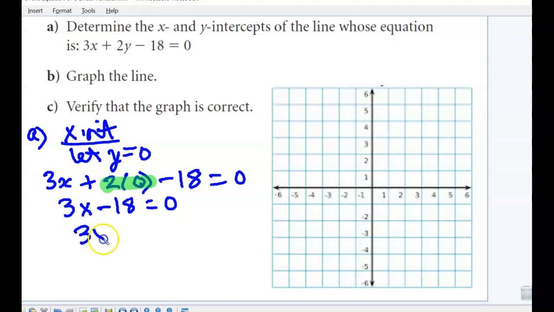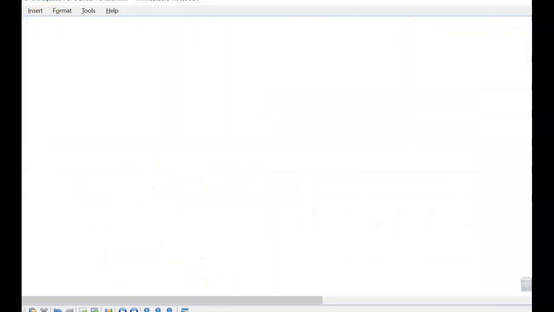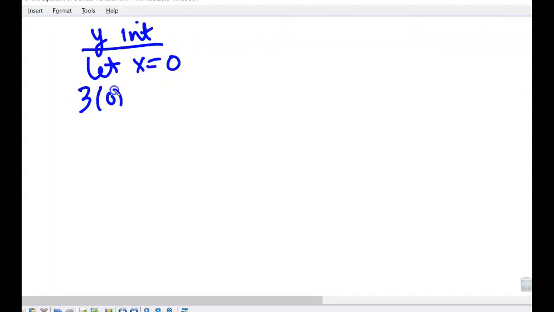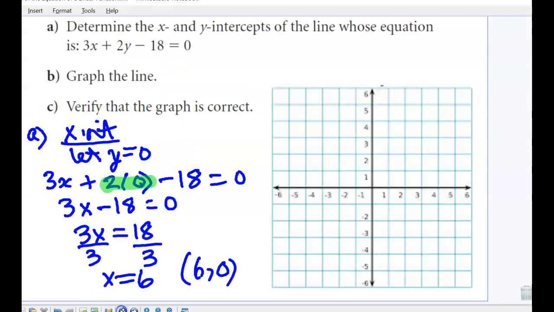We'll add the 18 to the other side, divide both sides by 3, therefore x is equal to 6. So my x-intercept, the coordinate is (6, 0). To find the y-intercept, I'm going to let x equal 0. So my equation is going to be 3 times 0 plus 2y minus 18 equals 0. So again, this drops off. I'll add the 18 to the other side, and if I divide both sides by 2, I get y is equal to 9. So the coordinate would be (0, 9).